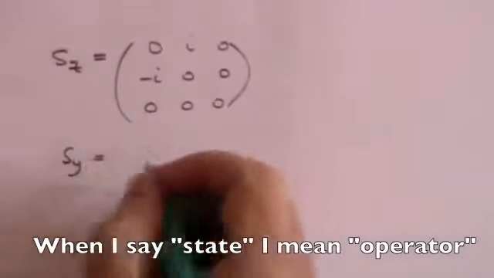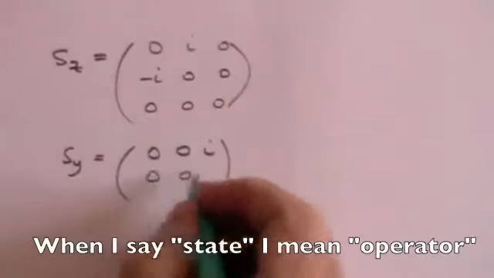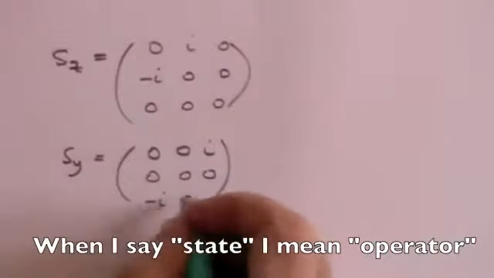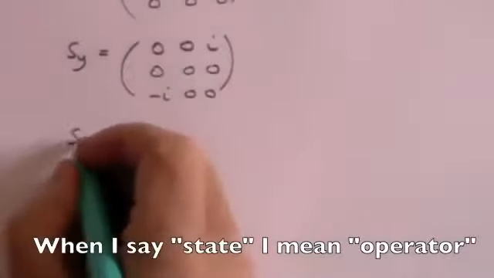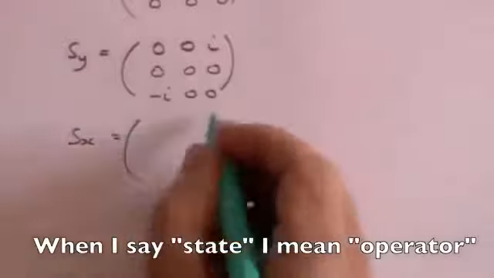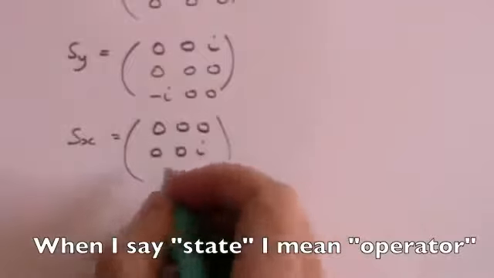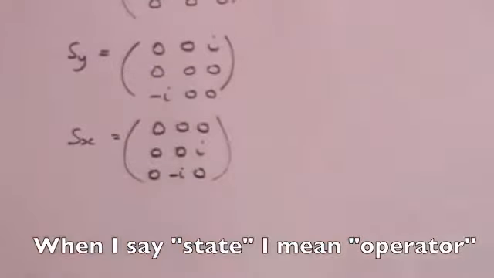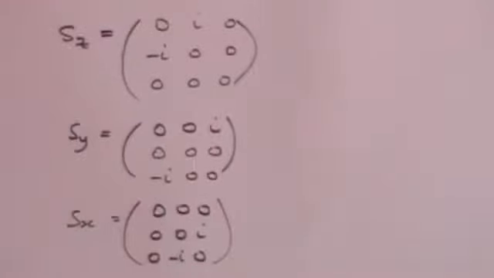That's the z spin state. The y spin state is 0, 0, i, 0, 0, 0, minus i, 0, 0. And the x spin state is 0, 0, 0, 0, 0, i, 0, minus i, 0. Those are the three spin operators for bosons which have spin 1.